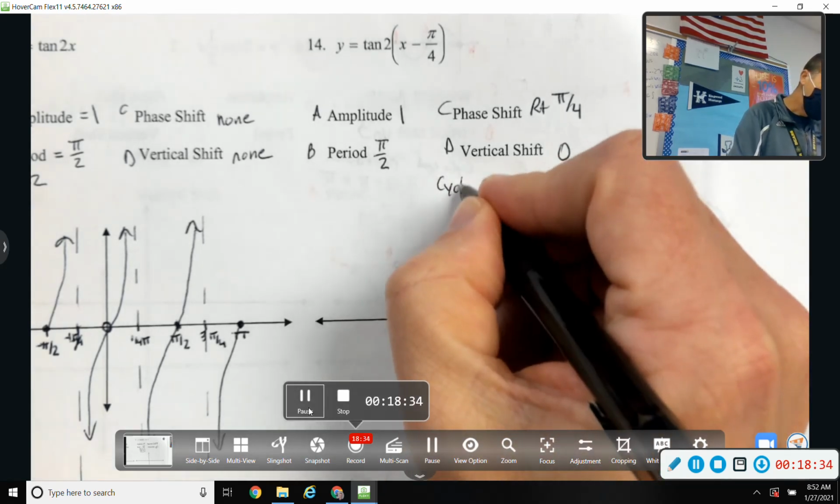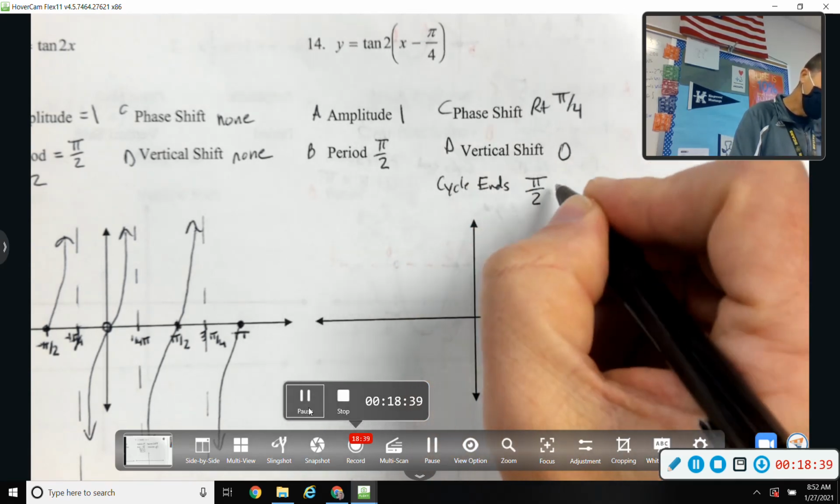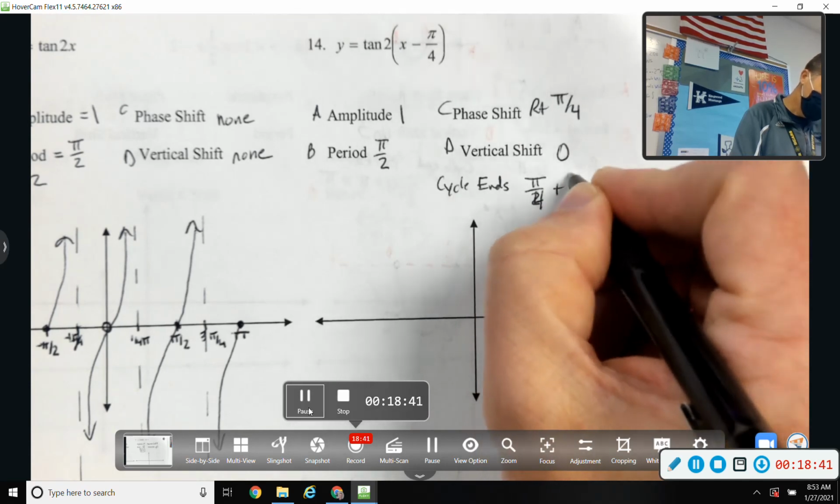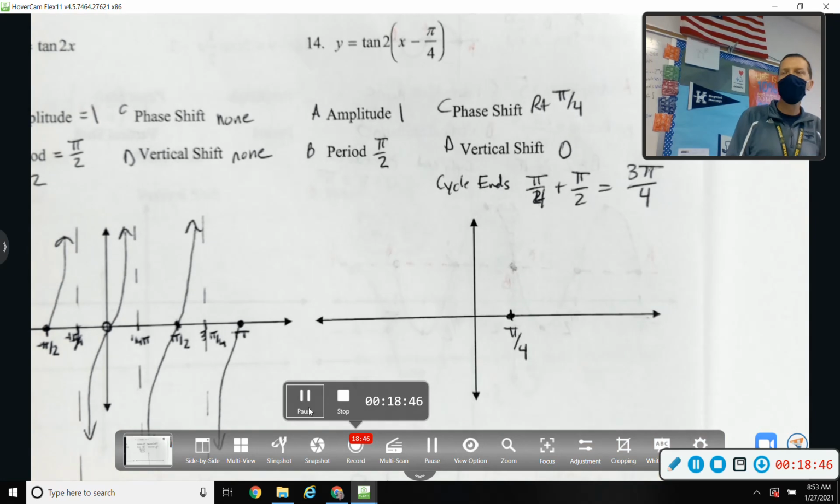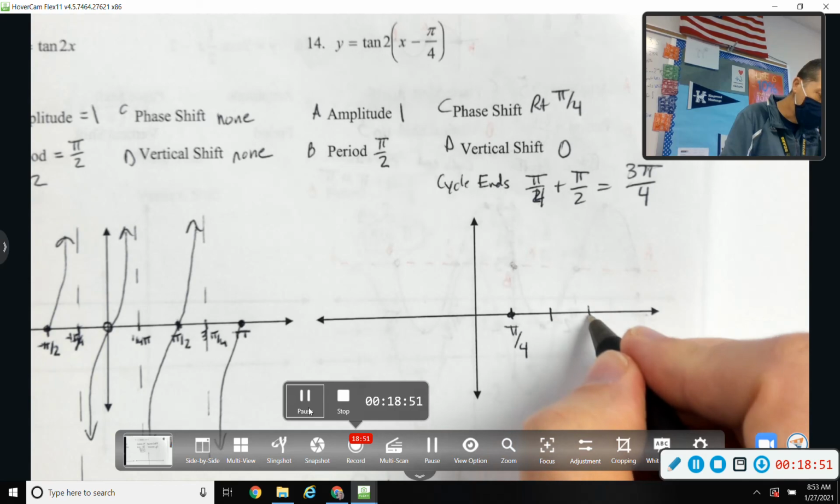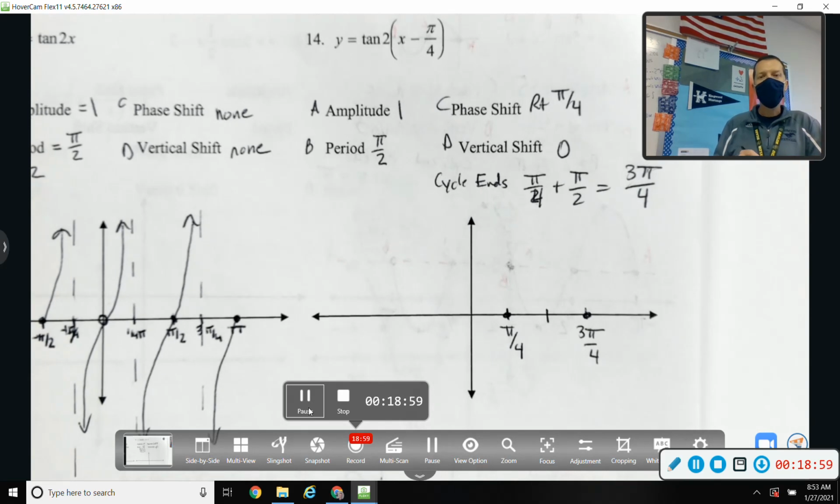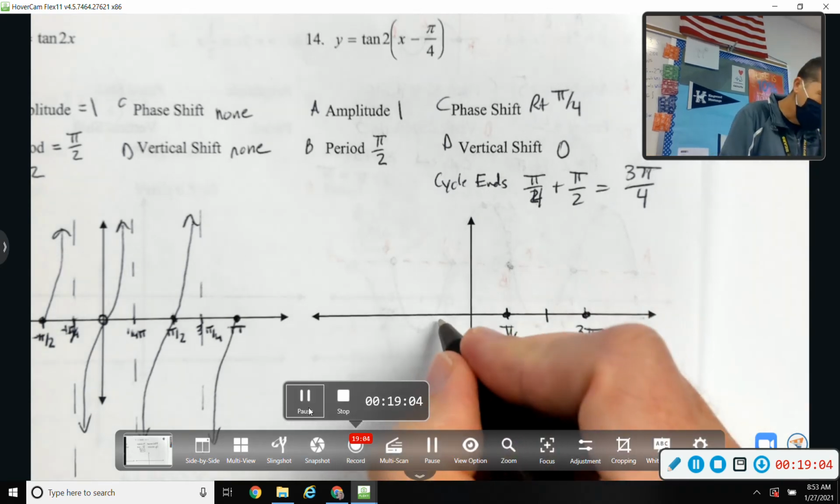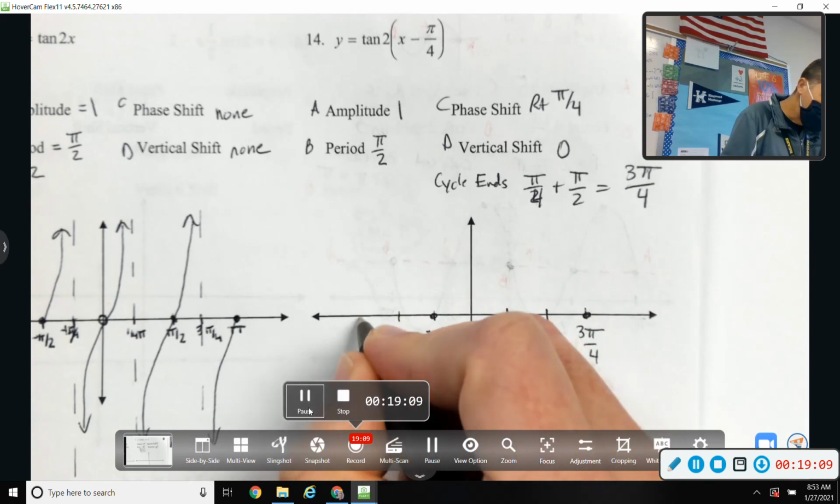But the cycle starts over at pi over 4 plus pi over 2, which should be 3 pi over 4. We get our fractions right here. So 2 over 4, 3 over 4 would be another 0. So there's a 0 at every pi over 2, or every 2 pi's over 4, since that's what our scale is. That means there's another 0 at negative pi over 4, and at negative 3 pi over 4.